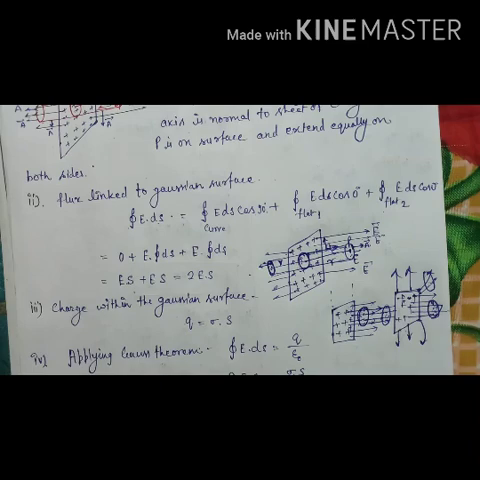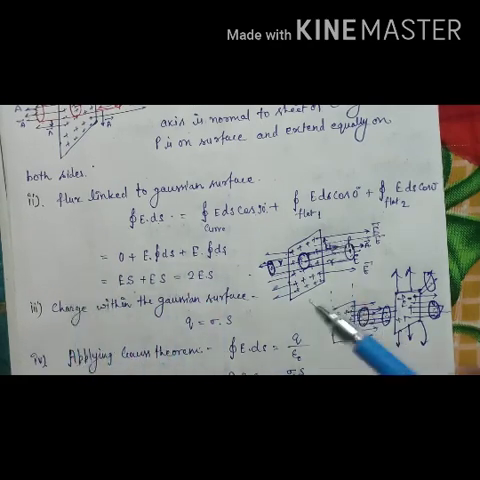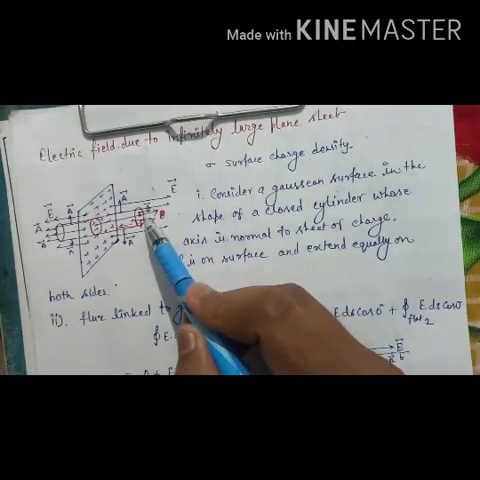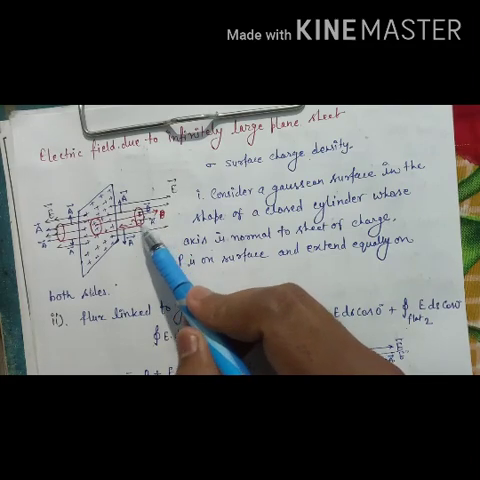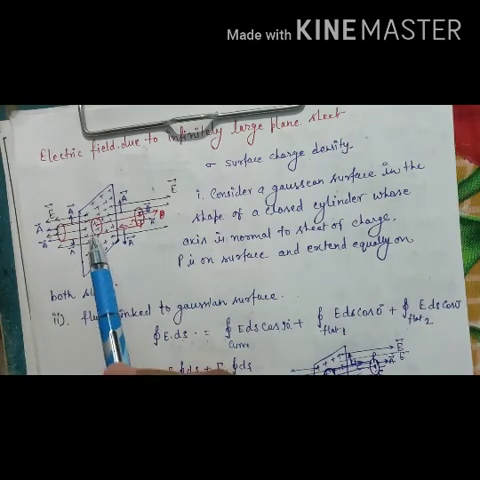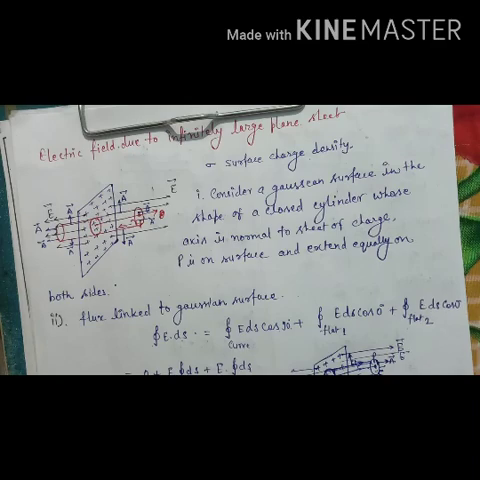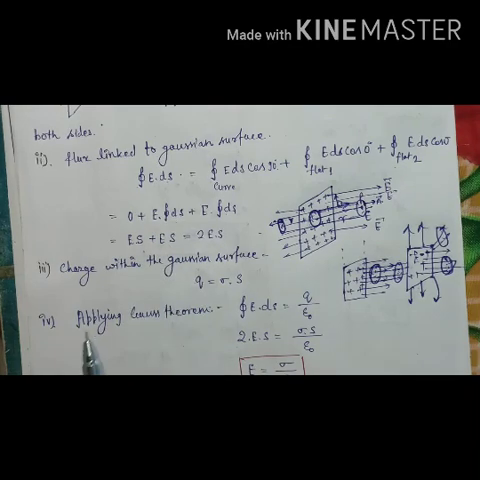Now here we have E dot ds and E dot ds. Let us suppose here we have a very small surface, that is ds, and then we integrate. Let us suppose this total surface area is S and this total surface area is S. So we have ES plus ES, that is equal to 2ES.